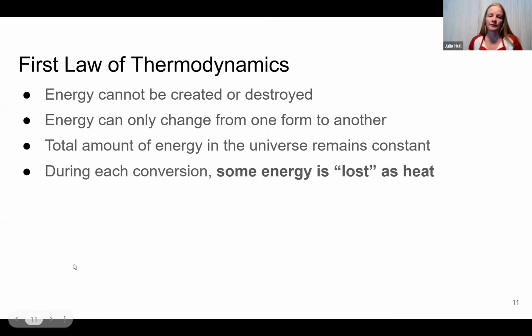All right, so the first law of thermodynamics, we kind of already introduced this, but we'll say it again, right? This is that energy cannot be created or destroyed. It's only going to change forms. And the total amount of energy that is available in the universe has been constant since the Big Bang. Okay, so we're not gaining any more energy. It's just shifting around in all the options.